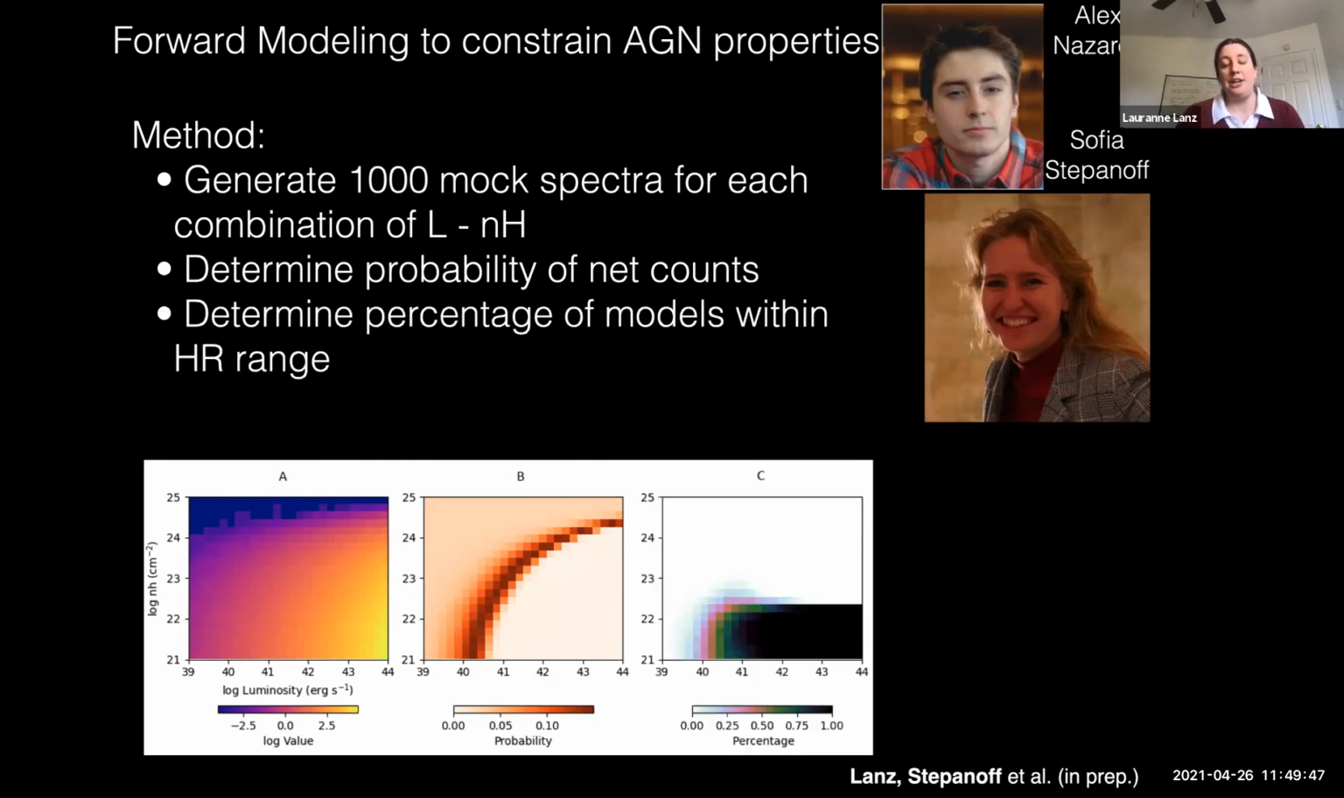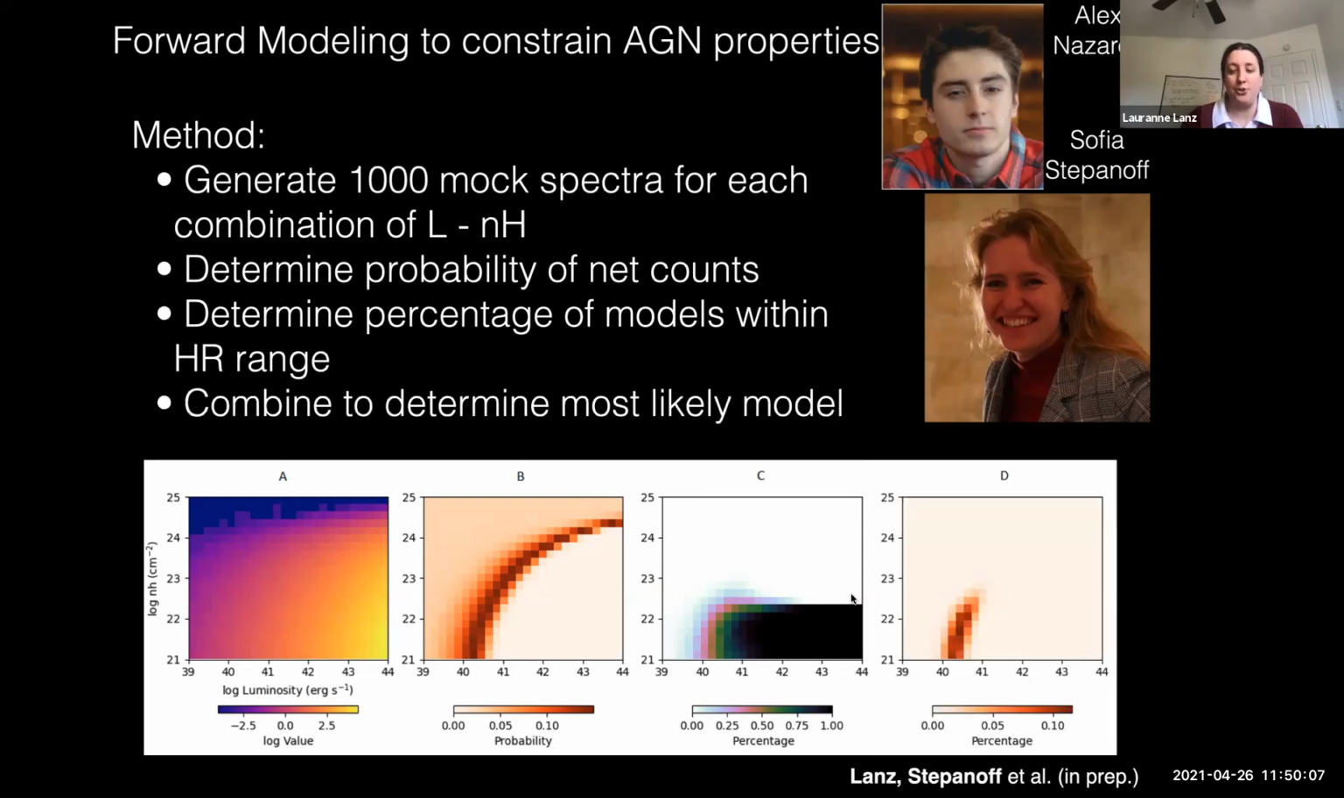Then we take into account the information that we have on hardness ratio. So we know from the BEHR that our hardness ratio is likely to be within a particular range. And so for each set of 1,000 spectra, we ask what percentage of them would fall within that range. We then put both of these constraints together to effectively ask which set of models best match both the normalization aspect and the spectral shape aspect. And that gives us a constraint on the properties of that particular galaxy.